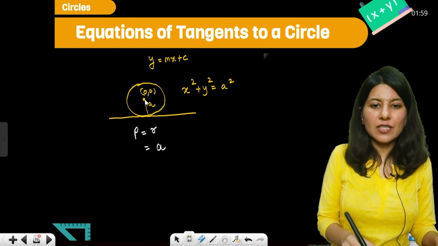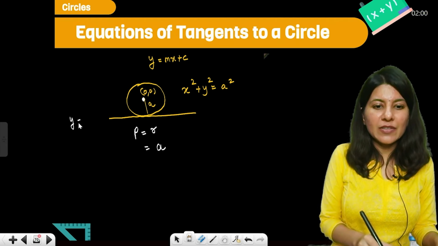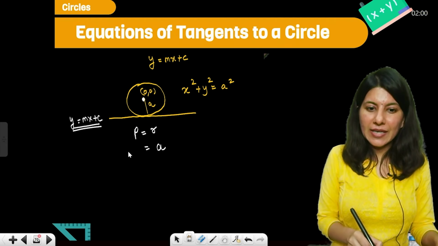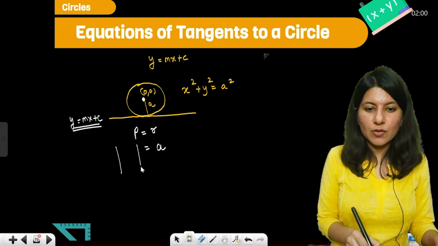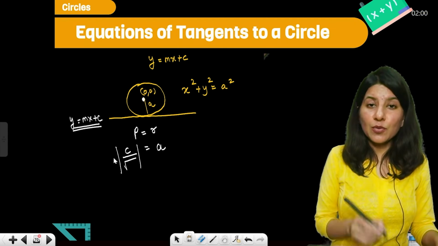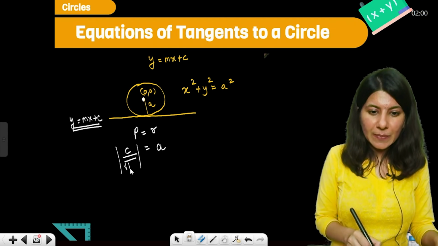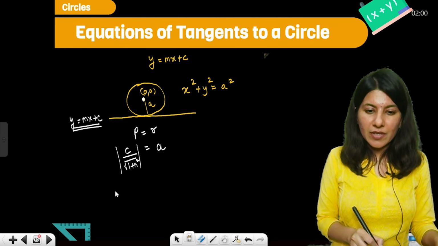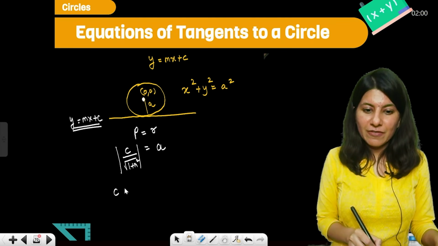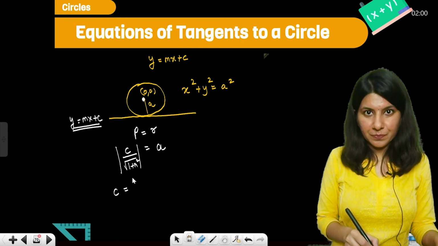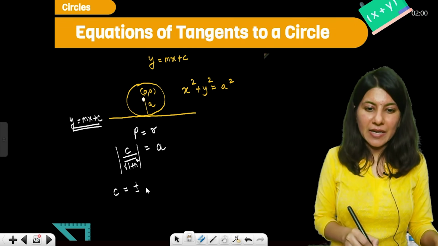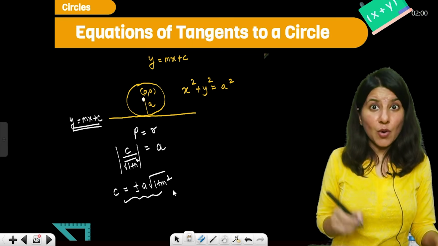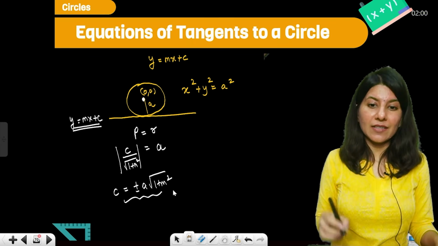So p is, you just have to calculate distance between 0, 0 and this. So 0, 0 satisfy in this. So you will get minus c, but you have to take mod. So mod of c by square root of coefficient of x square plus y square. So this is what you're going to get. So over here, c will be equals to, if you just remove the mod, plus minus a root 1 plus m square. Okay. So now constant is coming out like this.